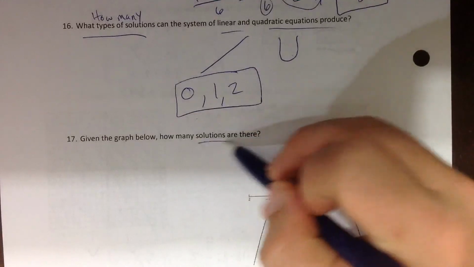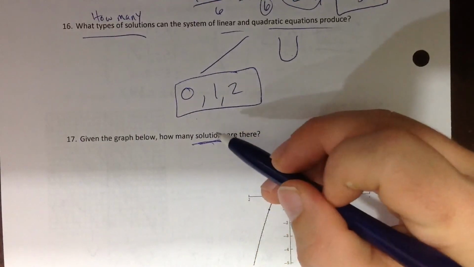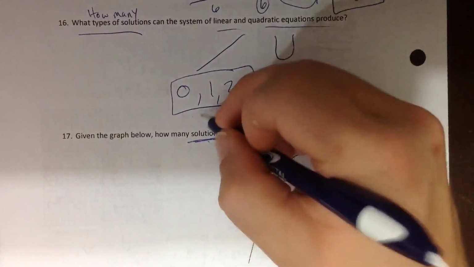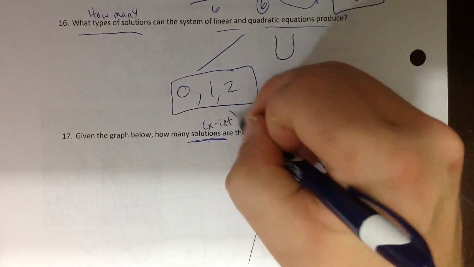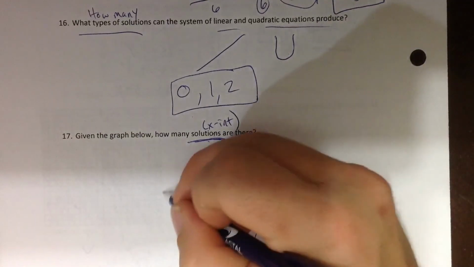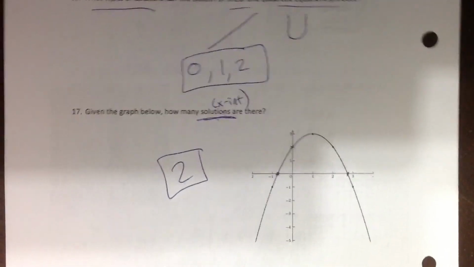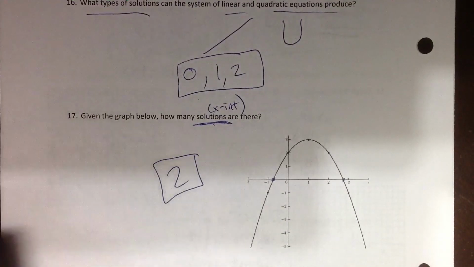Given the graph below, how many solutions? This is my zeros, my roots, my solutions, my x-intercepts. There's 1, there's 2, there are 2 solutions. And that completes it. Hope everybody does well on this test.